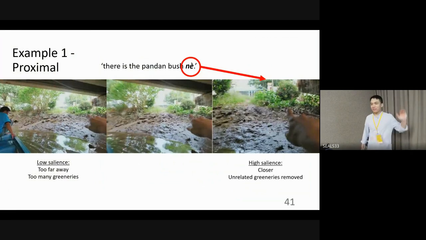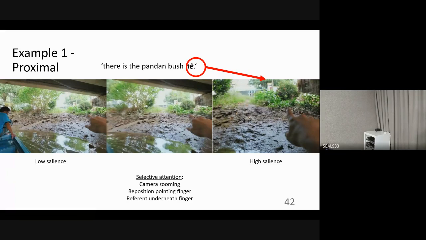Right? In the first frame, it has low salience. Well, it's really too far away. There's too many greeneries in the background. You don't really know what you're looking at. But in the third frame, it has a higher salience because you now see it closer, and the unrelated greeneries were kind of removed. But why do we see that increase in salience? Right? Well, because there's a selective attention established upon it.